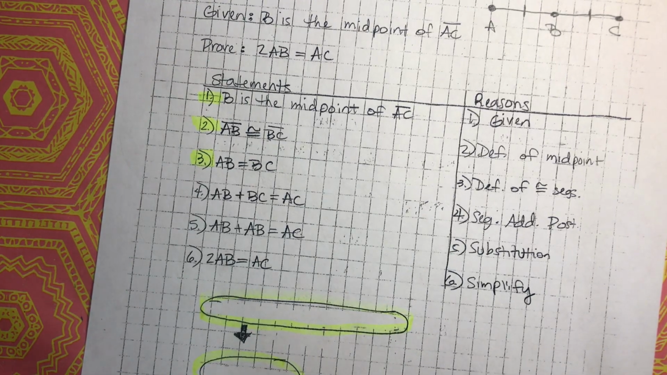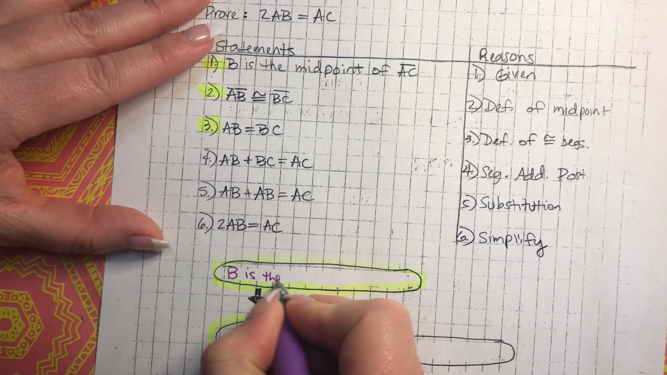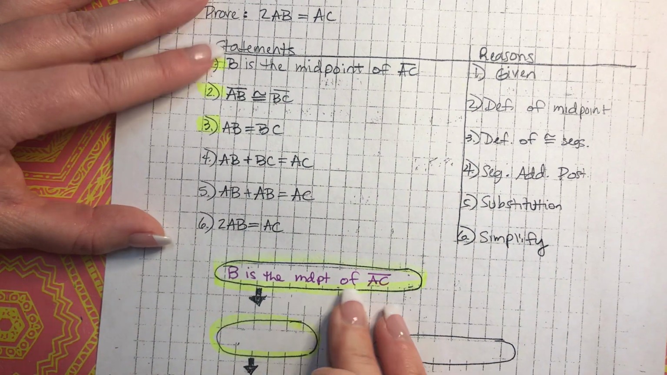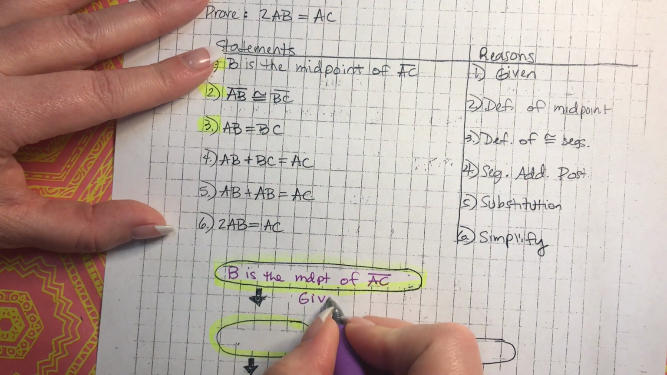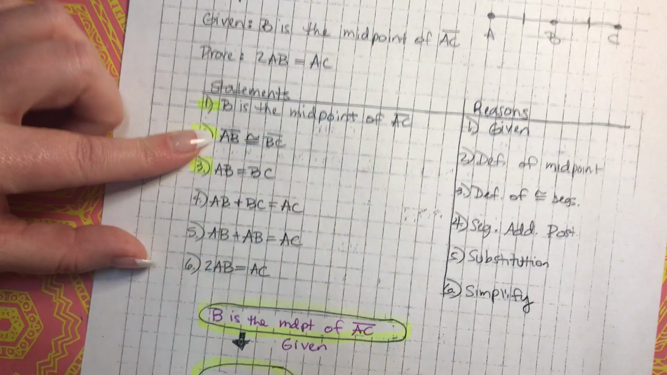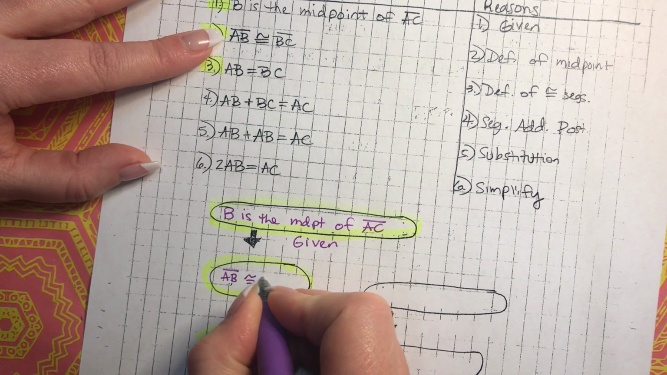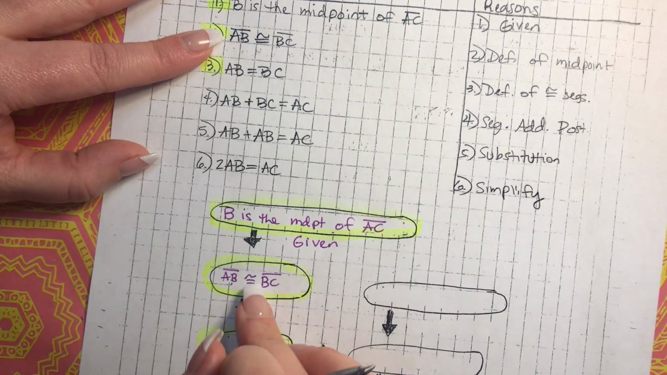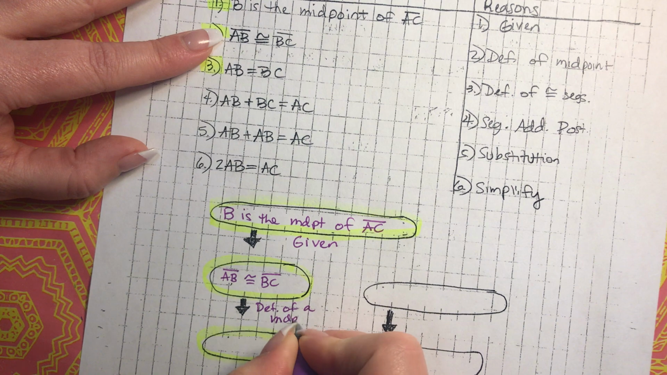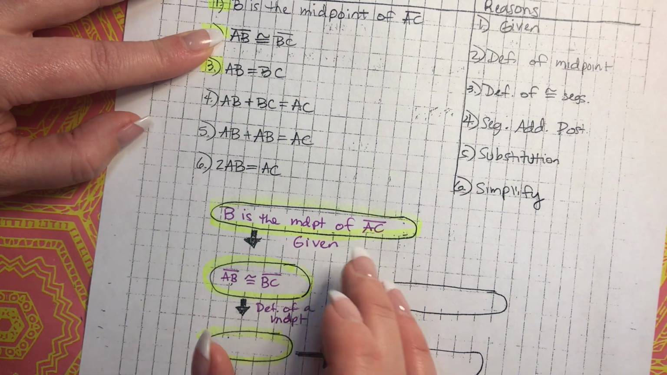Okay, so that's what we're going to do. We're going to write that information in there. So first, we start with B as the midpoint of AC. So B is the midpoint of AC, and then you put the justification for it here. That's just given information. Okay, then we build upon this by saying line segment AB is congruent to line segment BC, and we can say this because of the definition of a midpoint. So the justifications always go below the circle to the right.